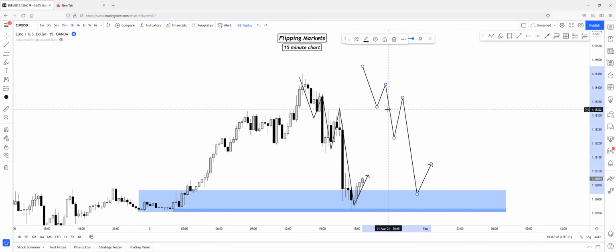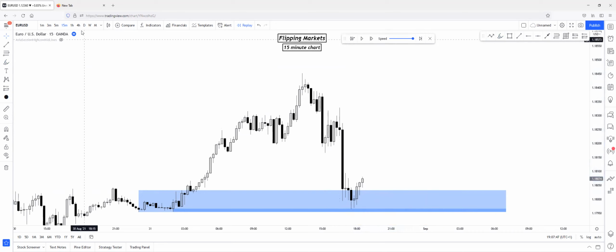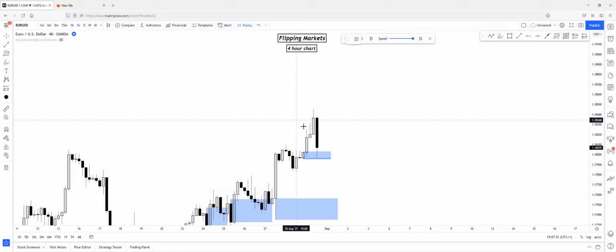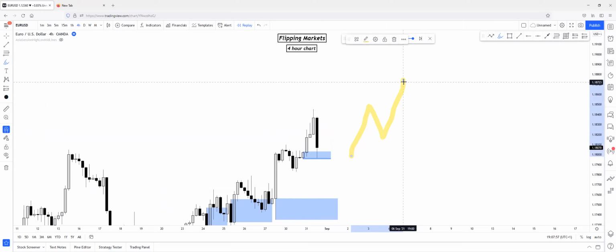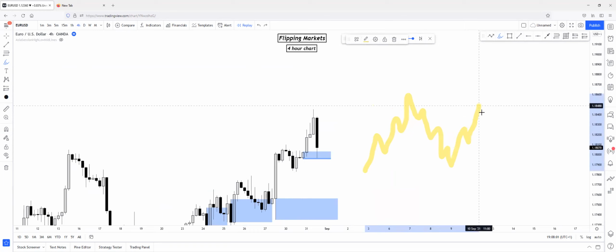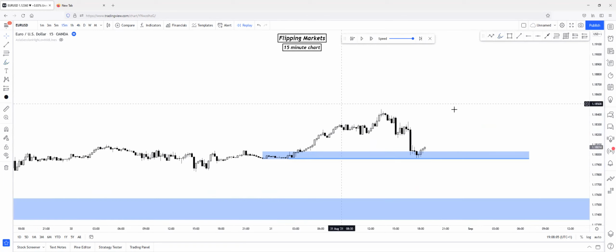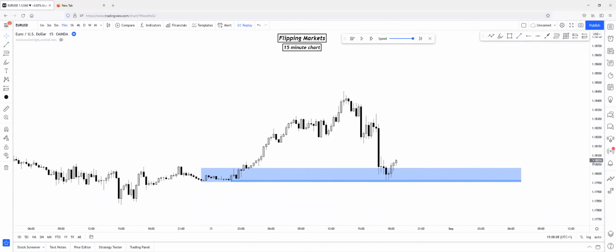I will switch back to the 4-hour and I will show you how this looks. So as you can see on the 4-hour, it's just a simple one candle to the downside. And on the 4-hour, this is the structure. On the 50-minute, this is the structure.